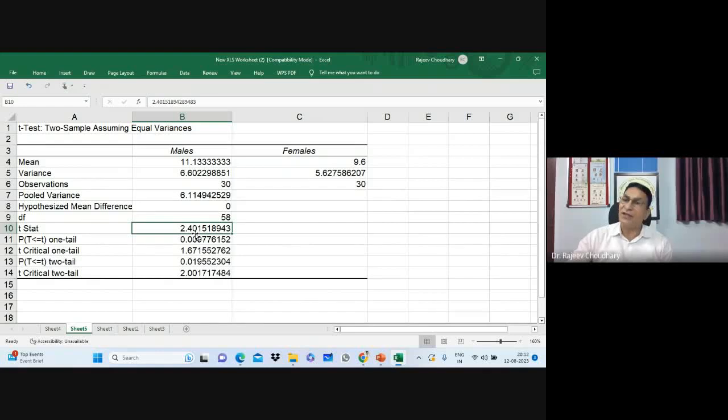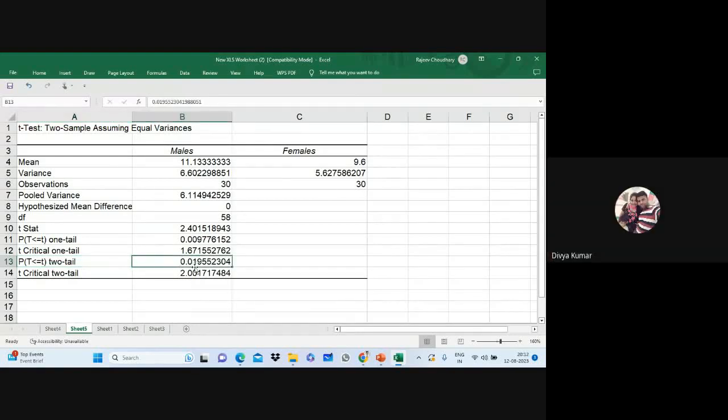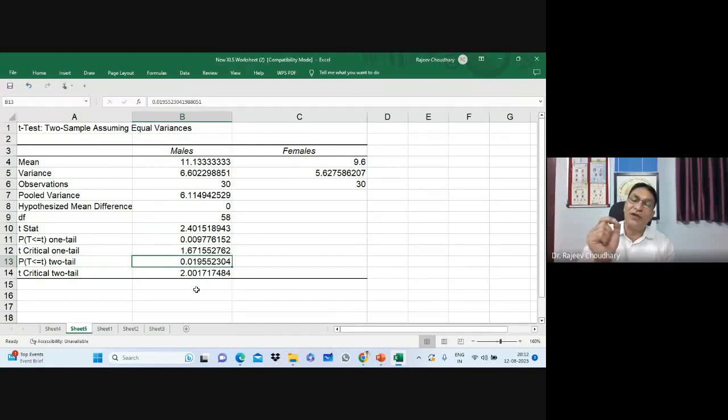2.40. Is it significant at 0.05? See the p value at 2 tail test. What is the p value? 0.019. Since this value is less than 0.05, a significant difference is there. If this value is more than 0.05, no significant difference is there.